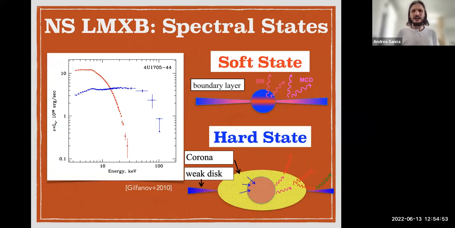In general, we can identify two different states. One is called the soft state, the other one is called the hard state. The main difference is that in the soft state, it looks like the disk can get closer to the compact object. Therefore, the soft part dominates with respect to the hard one. While in the hard state, we have the disk truncated far away and a corona that is filling the gap, and we have more hard photons with respect to soft photons. In the case of accreting millisecond pulsars, I would say 90% of the time that we observe those systems, they are in the hard state. There are a few exceptions, but basically all of them are in the hard state.